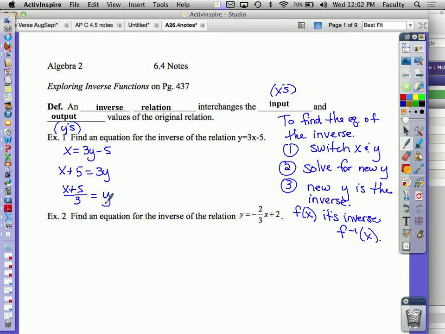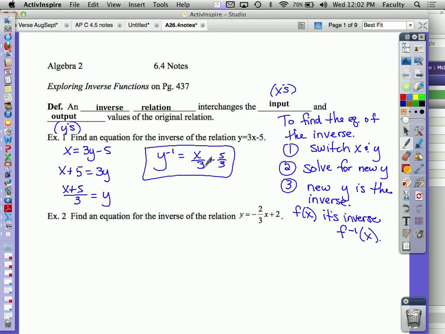Now, step 3 says new y is the inverse. So you have to write that it's an inverse. So we're going to then say it's y inverse. I'm going to go ahead and break it apart so that you can see both answers. Writing it as one fraction or as two fractions are equivalent. It does not matter. Okay?